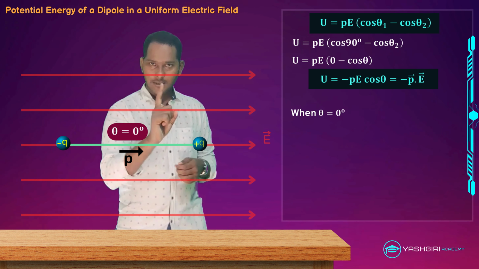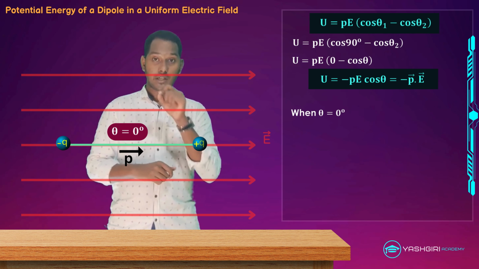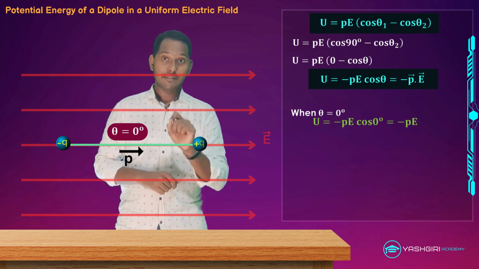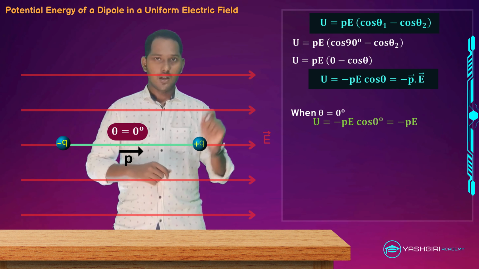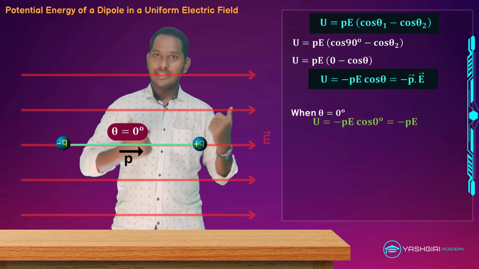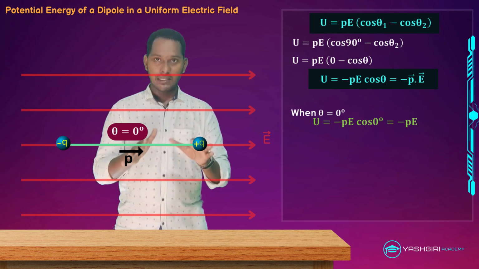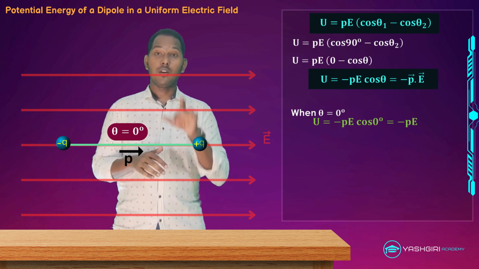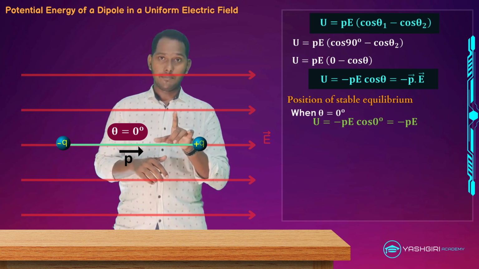Cos of 0 gives you 1, and the potential energy that we'll be getting here is minus electric dipole moment into the electric field. So which tells me that the potential energy here is going to be a minimum, which is a case of a stable equilibrium.